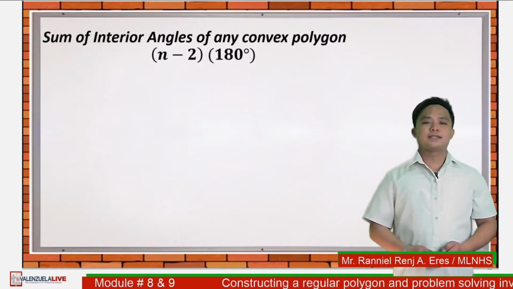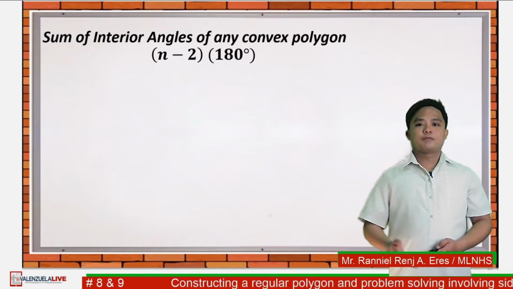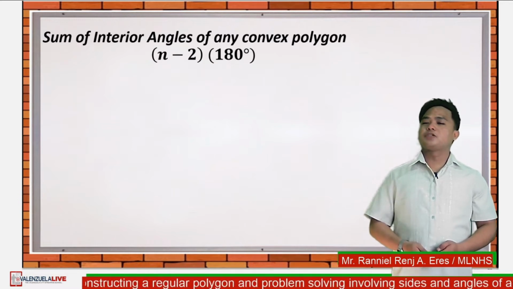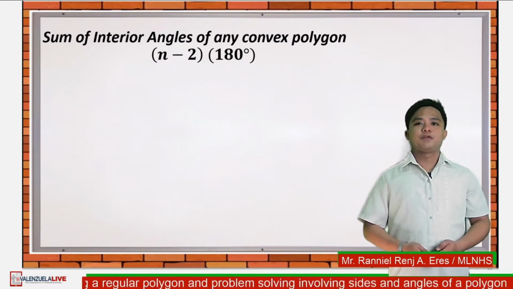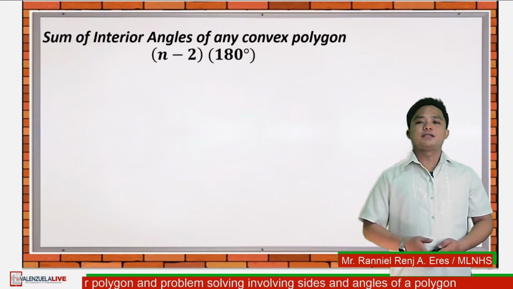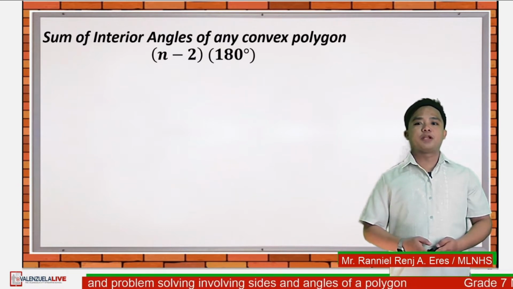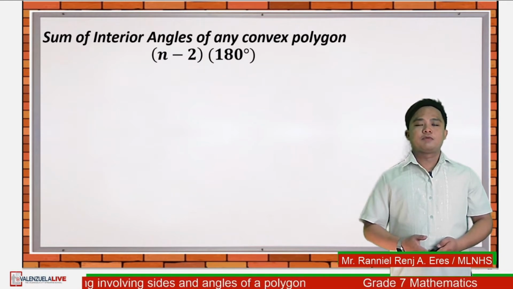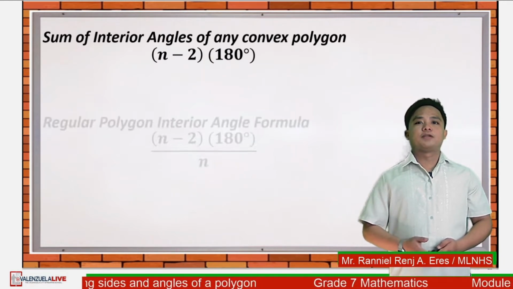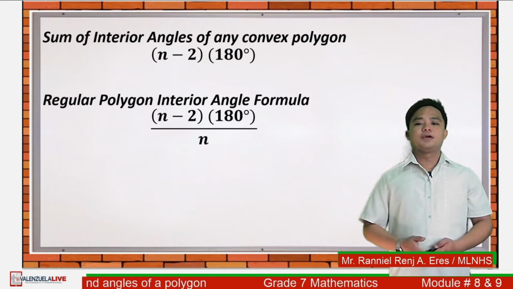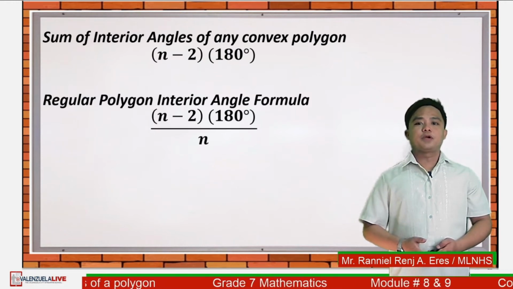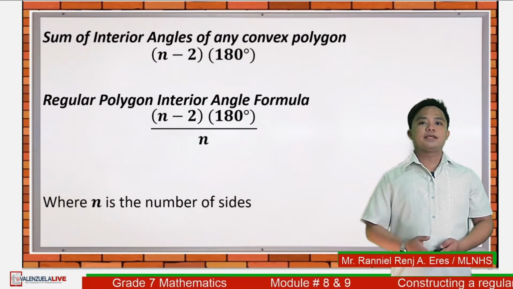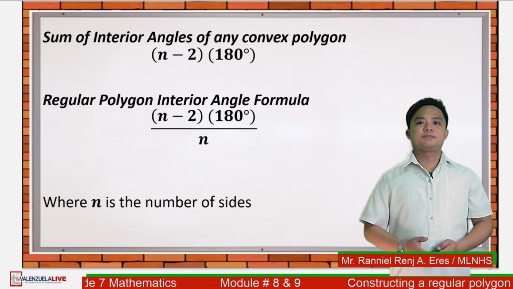So from our review a while ago, we get these formulas. I am sure that you are familiar with this. First, this is the first formula, sum of interior angles of any convex polygon. This is used to get the sum of all interior angles of a regular polygon. Second, we use this in looking for the measurement of each interior angle. Again, where n is the number of sides.